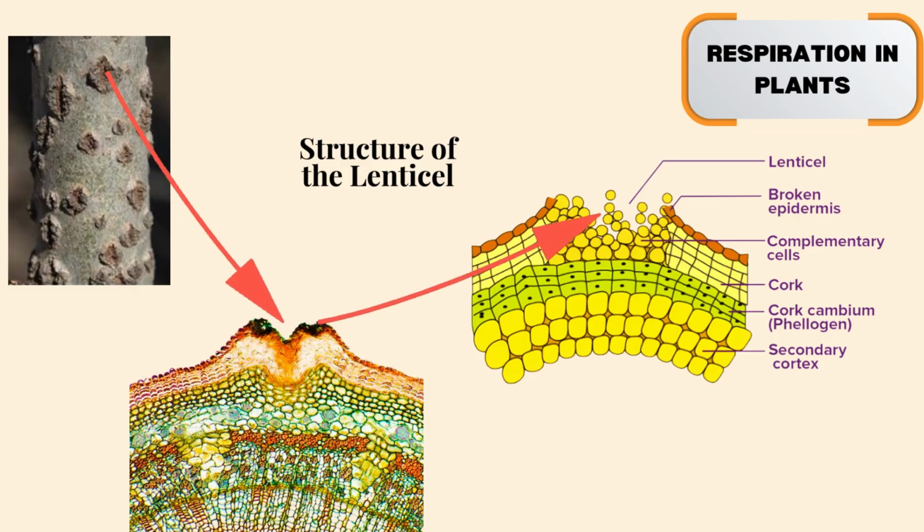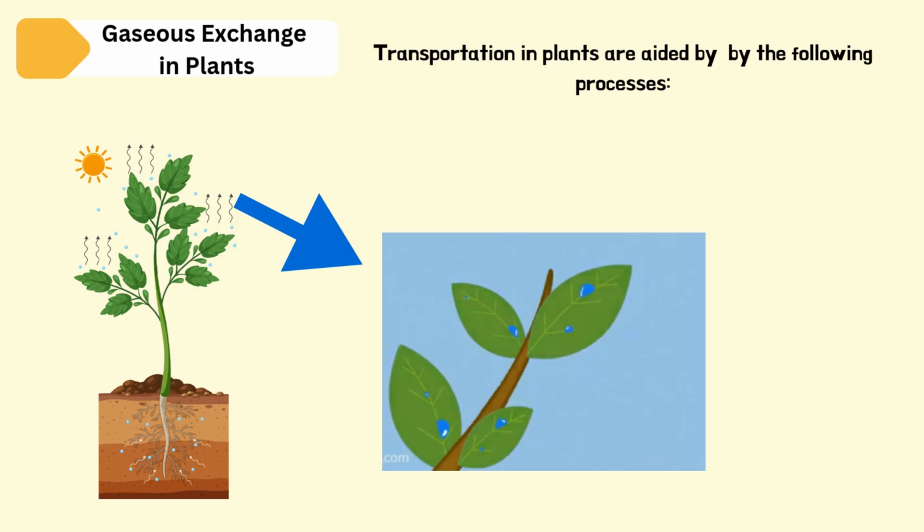Lenticels are breathing pores or tiny openings found in the bark of older stems. A lenticel consists of a loose mass of small thin-walled cells which permit easy diffusion of gases in and out of the plant. Mechanism of gaseous exchange in plants.